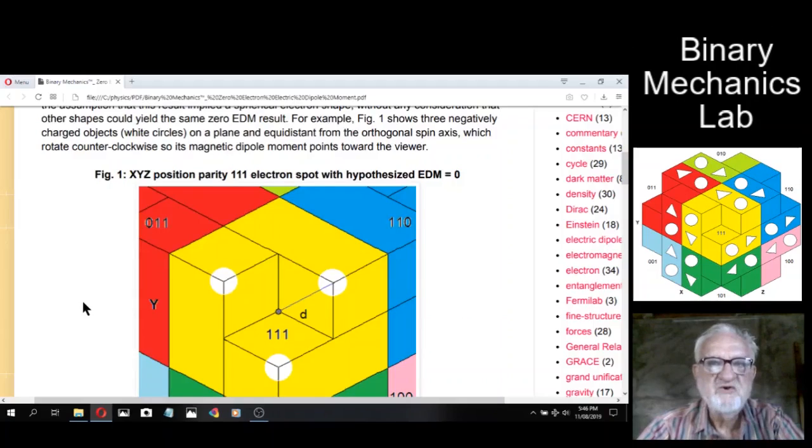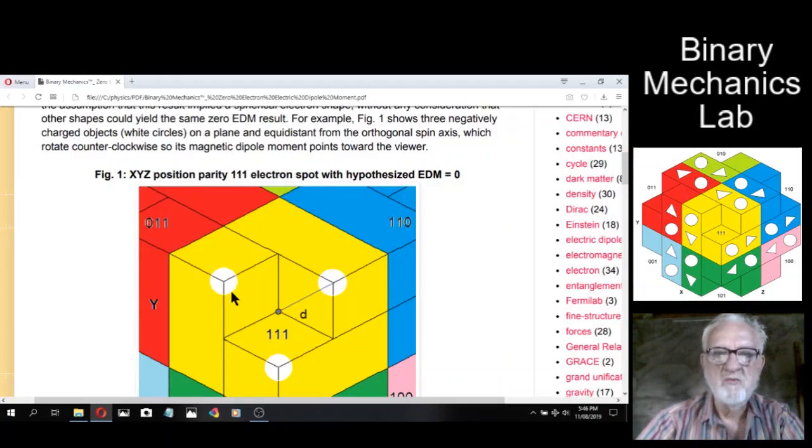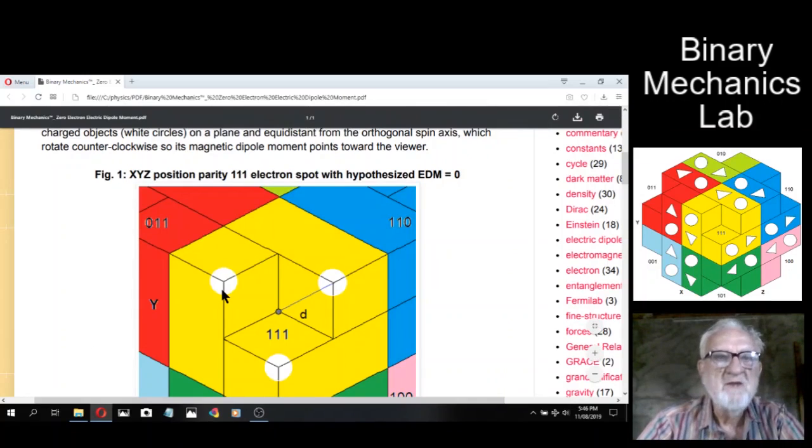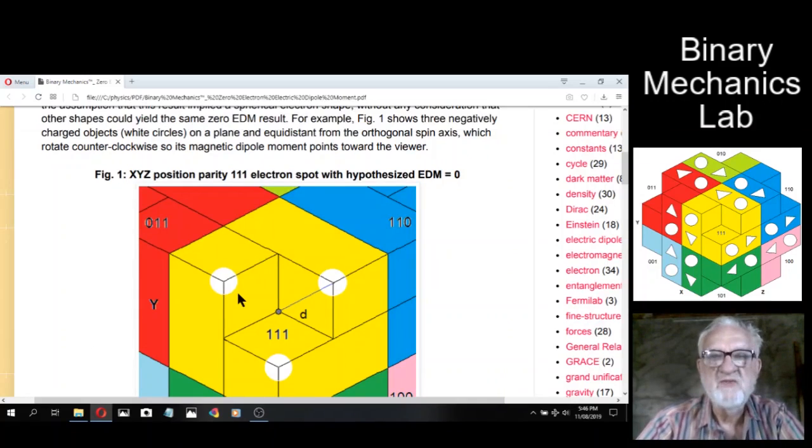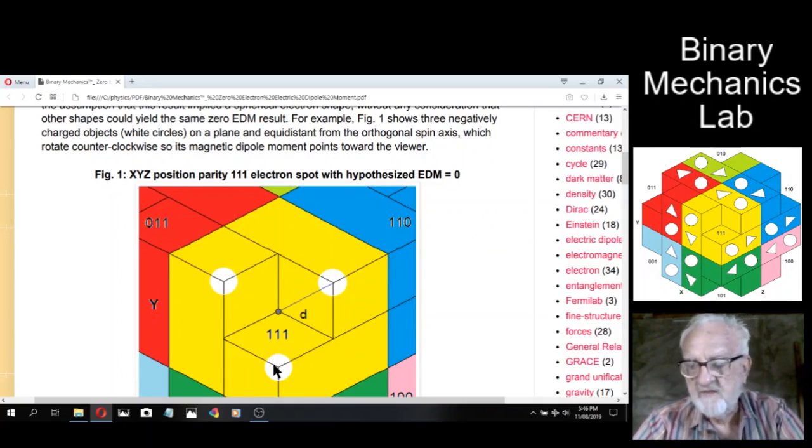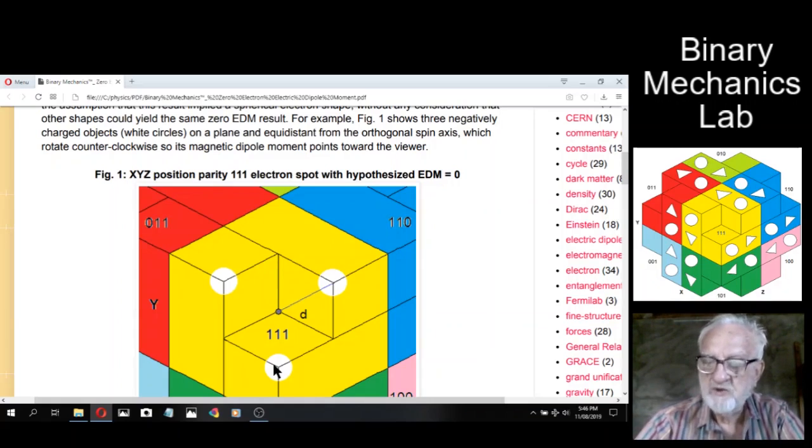The figure shows three negatively charged objects, the white circles, on a plane and equidistant from the orthogonal spin axis, the gray circle here, which is orthogonal to the image plane. And these negatively charged M-type bits rotate counterclockwise in the electron bit cycle. You might want to look at the previous video, first ever derivations of basic constants from first principles, which provides background on quantized space.